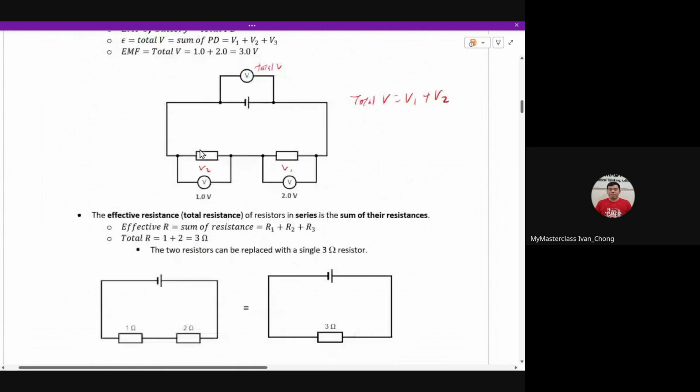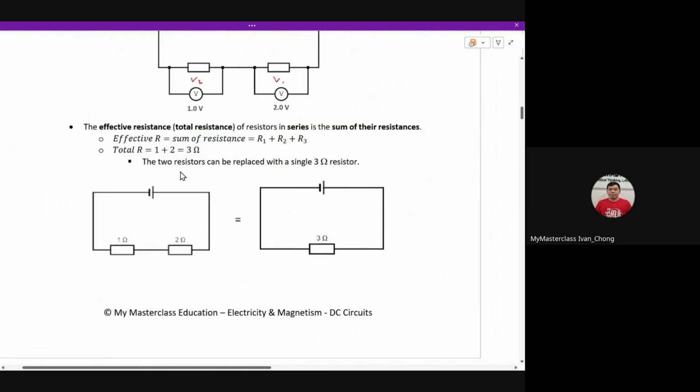All good? Then for your effective resistance itself, basically if you imagine yourself as the electron or electric charges traveling through, how many obstacles do you face? You face these two obstacles, right? So all you need to do is add them up. If you add these two up, this is your total R, or sometimes we call this your effective R. Okay, they mean the same thing itself, R1 plus R2. So sometimes we can simplify the two. 1 plus 2 is 3. We can just draw these two together, combine it, and treat it as just 3 ohms. Okay?